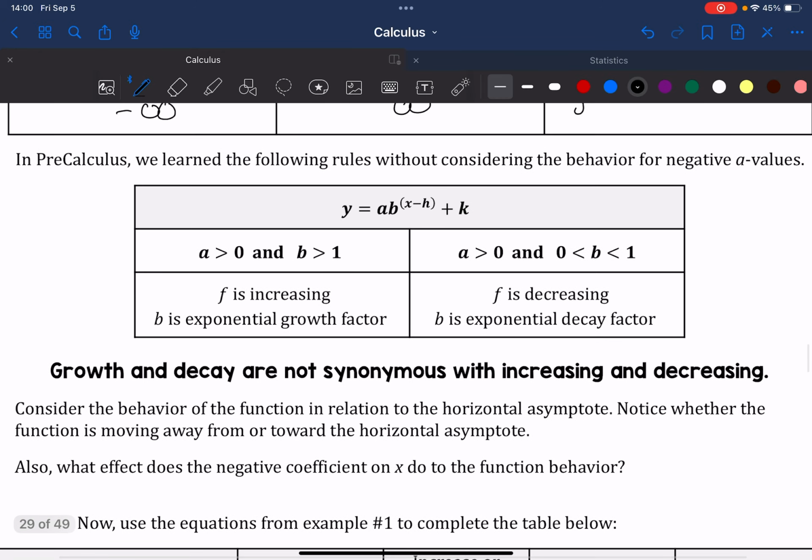In pre-calculus, you learned about the behavior of these exponential functions. So if a is positive and b is greater than 1, then we know that f is increasing and is an exponential growth. If a is positive but b is between 0 and 1, we know f is decreasing and is an exponential decay.